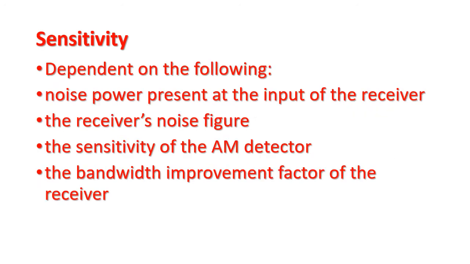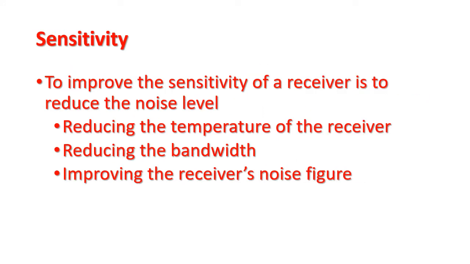Sensitivity is dependent on the following. First, noise power present at the input of the receiver. Second, the receiver's noise figure. Third, the sensitivity of the AM detector. Fourth, the bandwidth improvement factor of the receiver. To improve the sensitivity of a receiver is to reduce the noise level. This can be done by reducing the temperature of the receiver, reducing the bandwidth, and improving the receiver's noise figure.